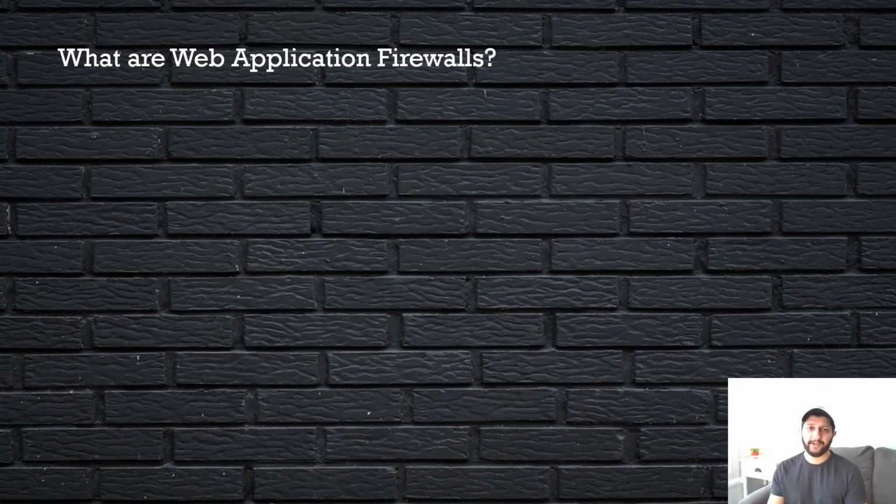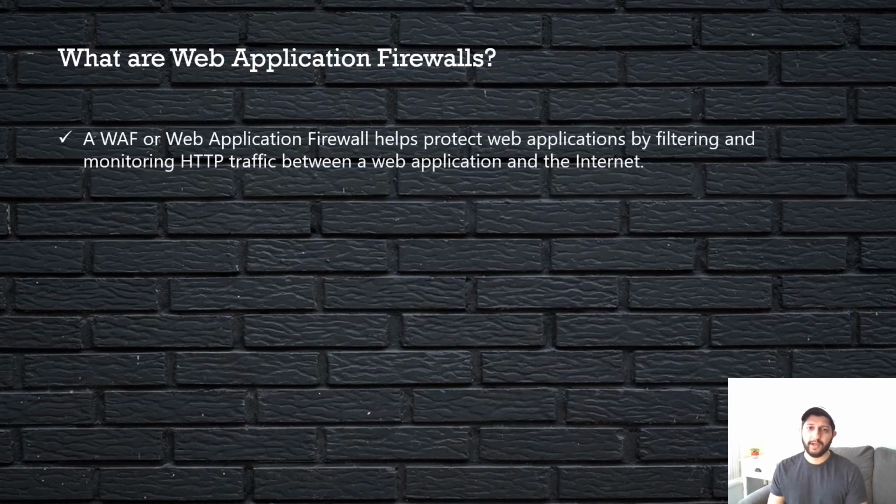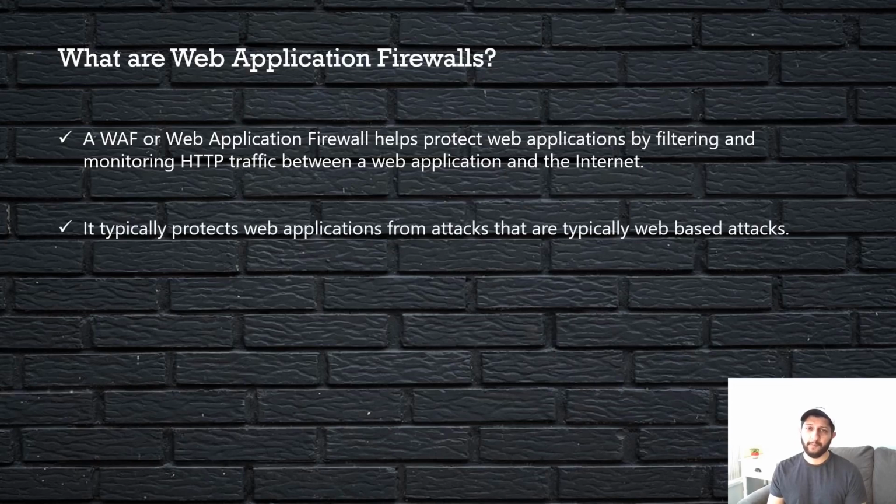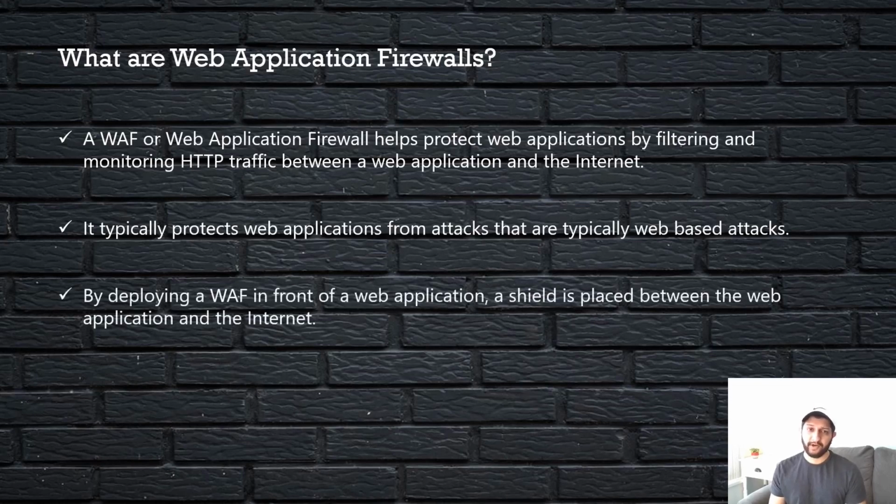So what are web application firewalls? A WAF helps protect web applications by filtering and monitoring HTTP traffic between a web application and the internet. Now, what does it protect from? It usually protects from the web-based attacks that enter the network via layer 7 of the OSI layer, that is the application layer. Now, how does it protect? It usually behaves as a shield over and above the next gen firewall, that's the network firewall, just so that the layer 7 and the layer 3, both layers are protected.